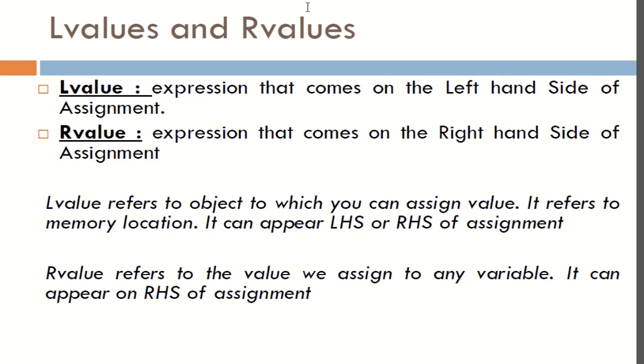Now next is L values and R values. What is L value and R value? An L value expression comes on the left hand side of the assignment, and an R value expression comes on the right hand side of the assignment, like LHS and RHS. L value refers to the object to which you can assign a value. It refers to a memory location. It can appear on the LHS or RHS of an assignment, and R value refers to the value we assign to any variable. It can appear on the RHS of the assignment.